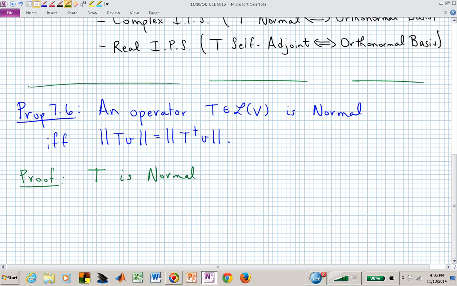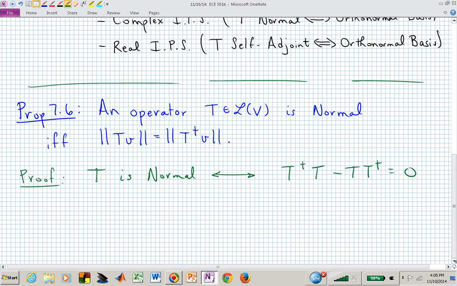T is normal, and here if I sort of do if and only if all the way down, I've proven both directions simultaneously, if that's okay. So here T is normal if and only if that means that the operator commutes with its adjoint. So we could write that as T dagger T minus T T dagger is 0, or T dagger T is equal to T T dagger. That's the same thing.